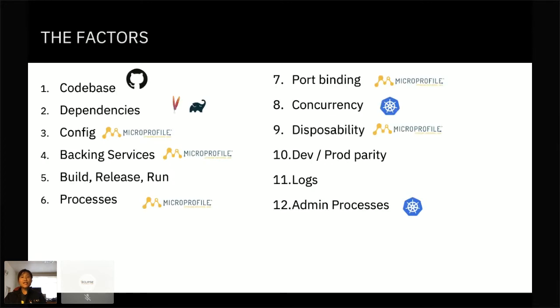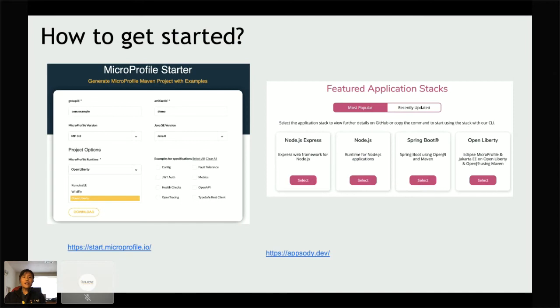So that's a very quick introduction of these 12 factors. You can see code base, you can use GitHub; dependencies, Maven, Gradle; config, backing services, processes, port binding, and disposability using MicroProfile; build, release, run, and dev prod parity; logs best practices, concurrency, and admin processes, you can use Kubernetes. So I quickly used these 80 minutes to briefly introduce the 12-factor app.